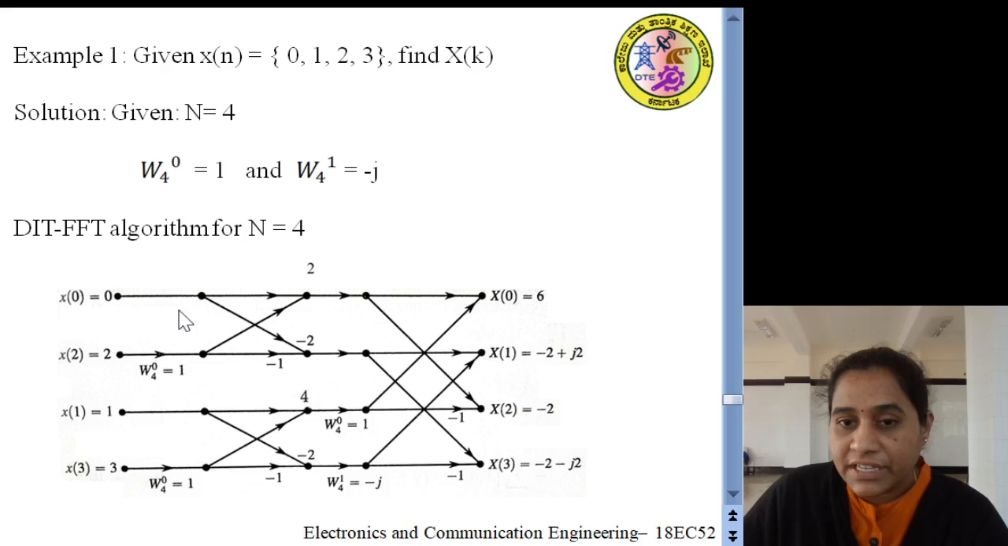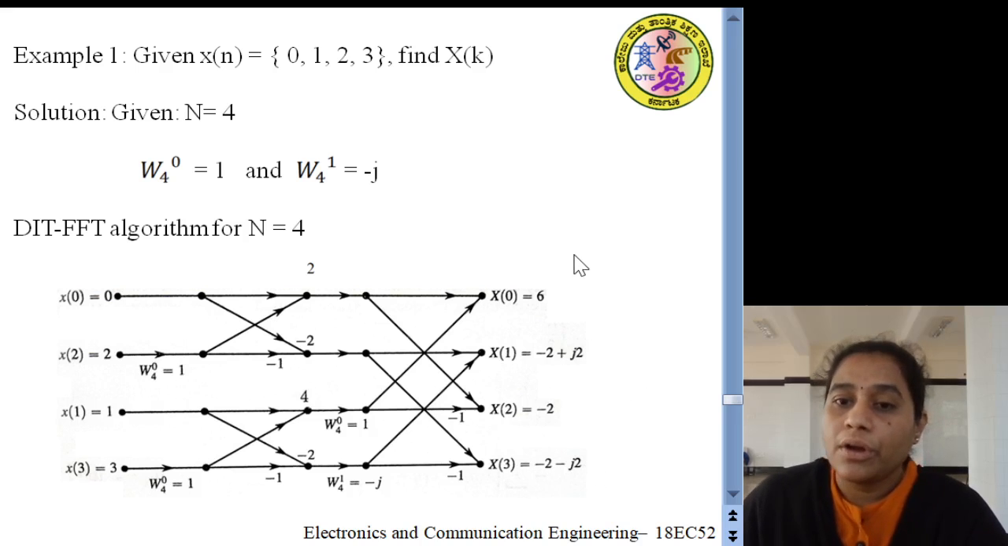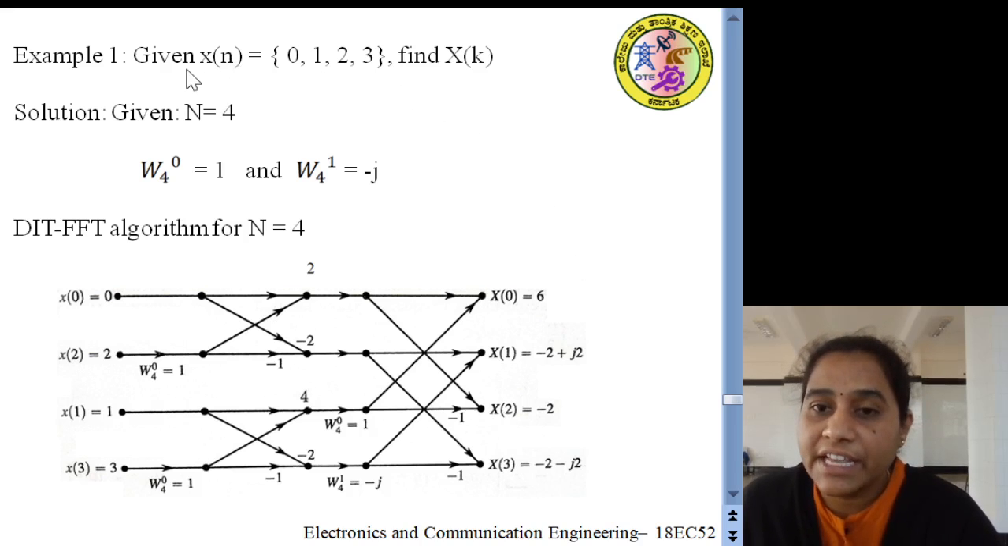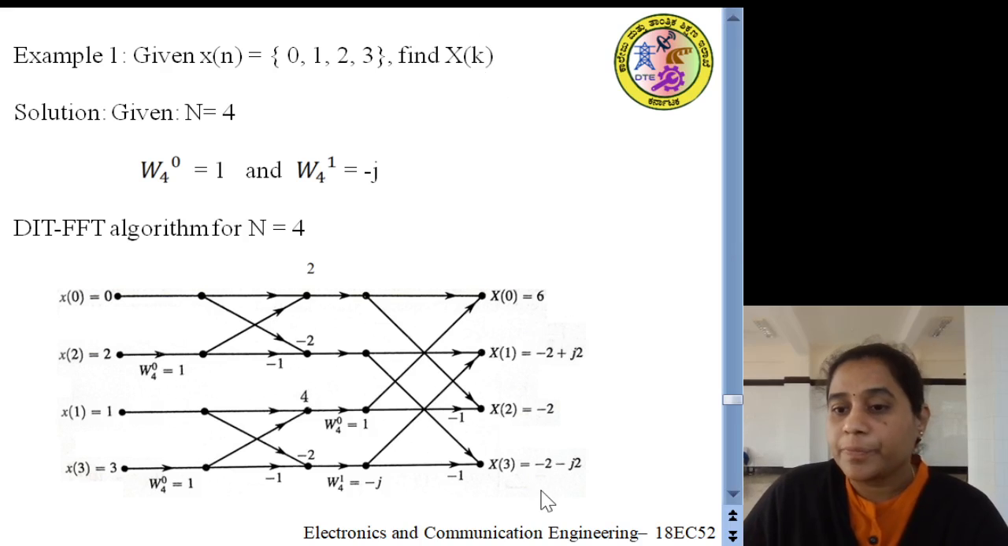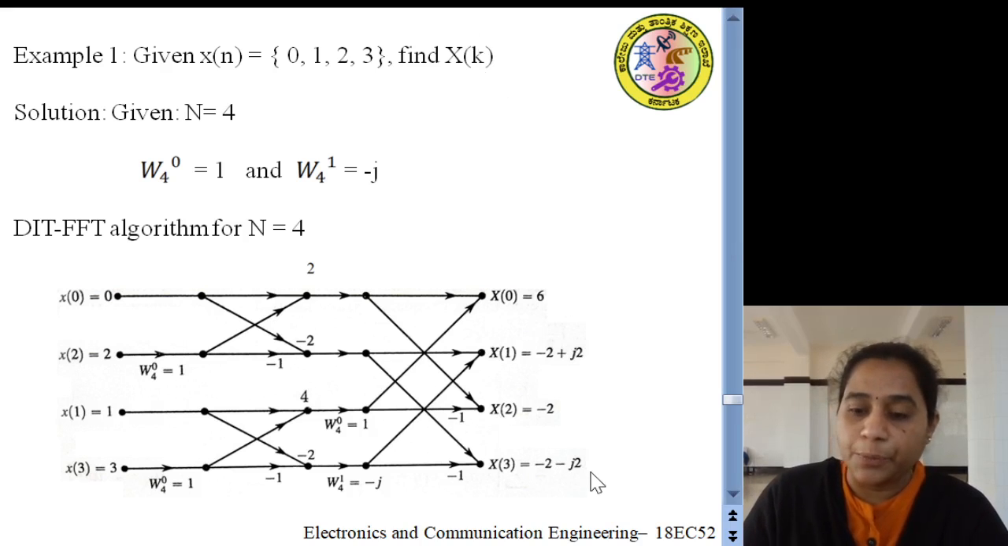After the first stage, we obtain 2, minus 2, 4 and minus 2. The output of the first stage is taken as input to the next stage. So the final output we obtain is 6, minus 2 plus j2, minus 2, minus 2 minus j2. So the DFT of the given sequence x of n is x of k, equal to 6, minus 2 plus j2, minus 2, minus 2 minus j2.